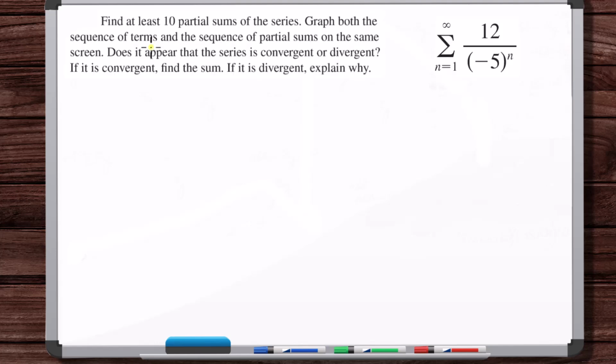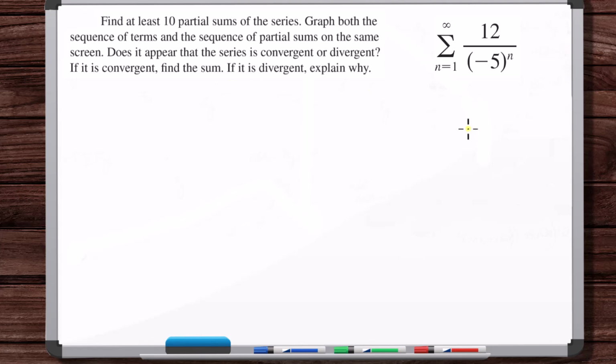finite number. Okay, so for these first few problems, we're given an infinite series like this, and we want to find at least 10 partial sums of the series, graph both the sequence terms and the sequence of partial sums on the same screen, and then see, does it appear that the series is convergent or divergent? If it is convergent, find the sum. If it is divergent, explain why.